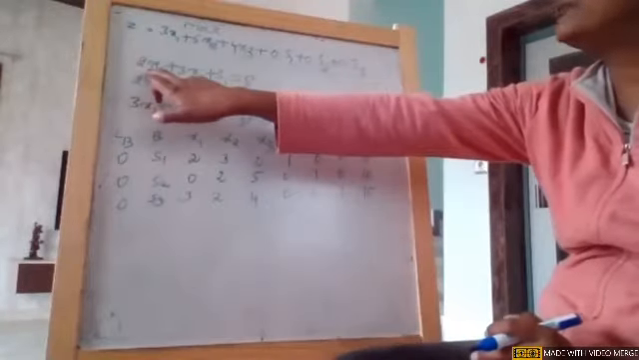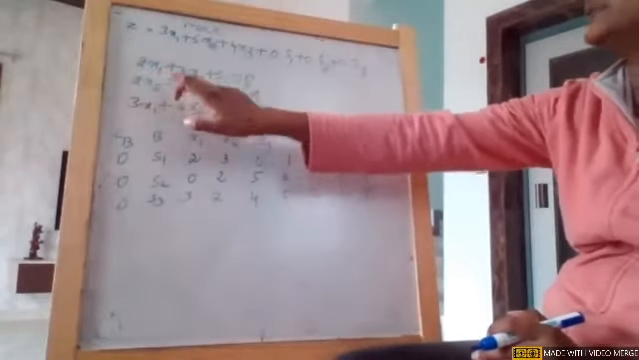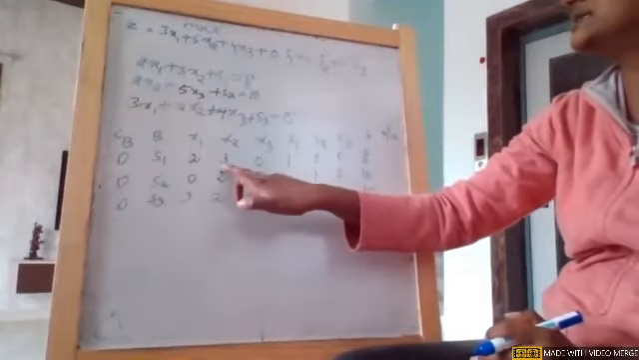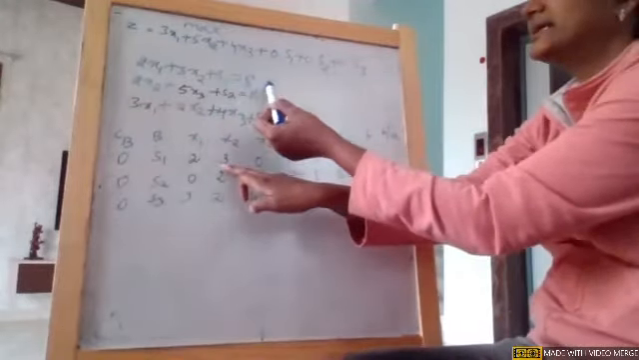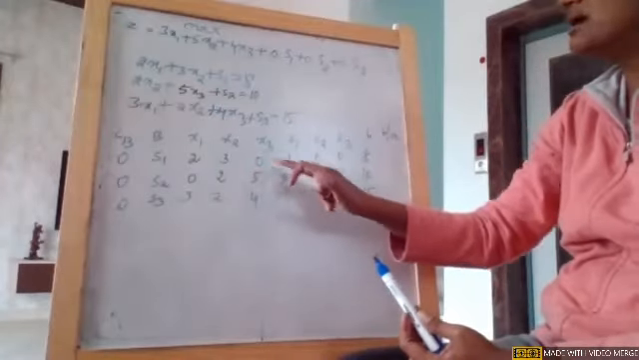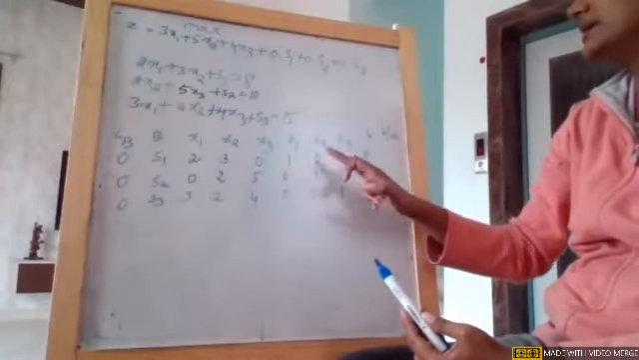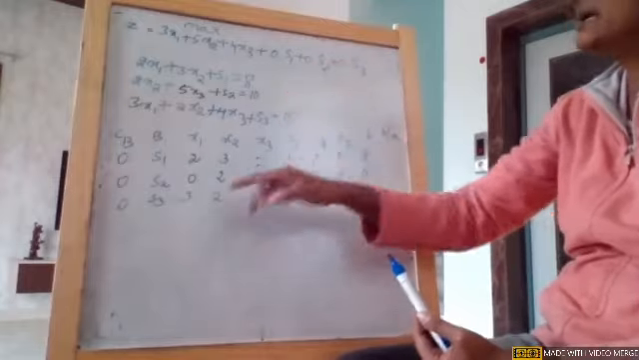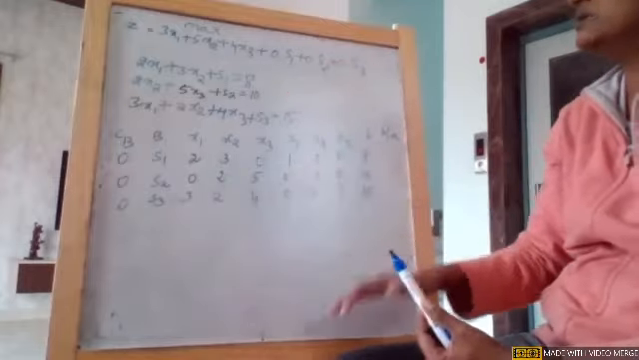Okay, now go with the first equation. Take the coefficients. So for the first equation, x1 coefficient is 2, x2 coefficient is 3. We don't have x3 in this first equation, so it is 0. s1 coefficient is 1. The remaining are zeros and the constant is 8. So the same way you will be taking all the coefficients for the 3 equations.